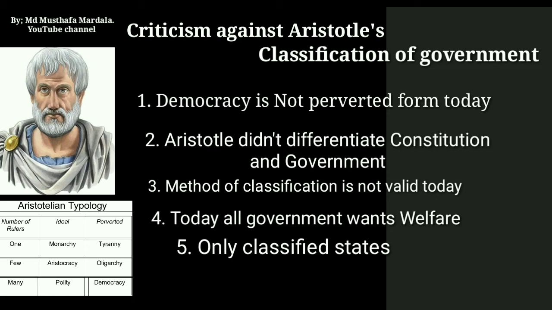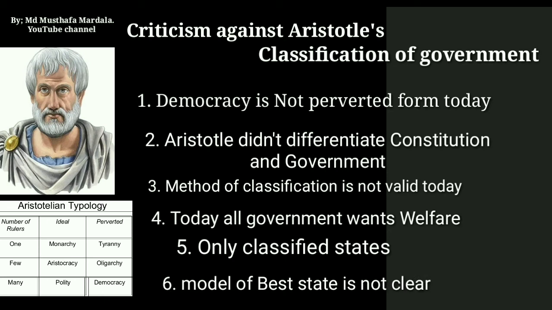Critics also point out that Aristotle classified only governments and not the states. States may also be classified as secular or theocratic, unitary or federal, and so on. Critics say that Aristotle's model of the best state is not clear in all its details. At every step, details are missing. Even his idealization of the middle classes may not be acceptable to all. His polity is a mixture of idealism and realism, which presents a confusing picture of the best state.